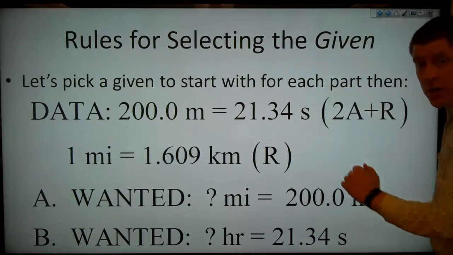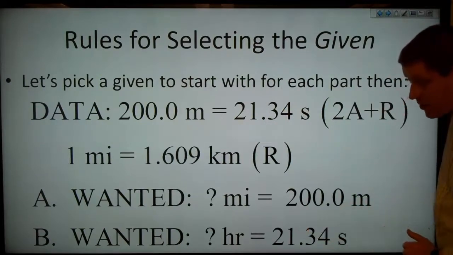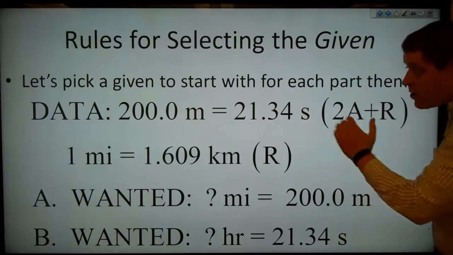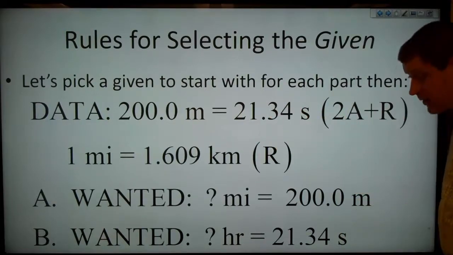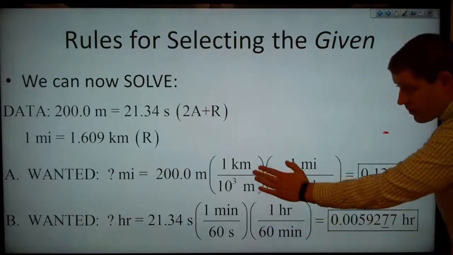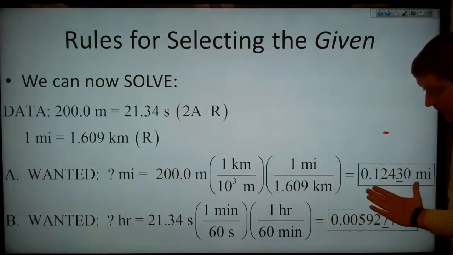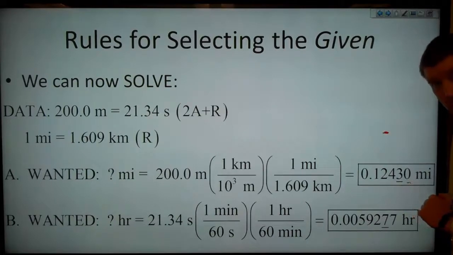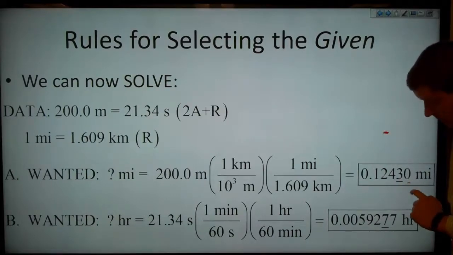Well, the distance unit there is meters, so let's use 200 meters. And for part B, we want hours, so let's use a time unit, 21.34 seconds. And now we can go ahead and solve. We have 200 meters. We can convert from meters to kilometers, kilometers to miles, and now we have 0.12430 miles. And note here that I've kept an extra digit past our last significant digit. Our last significant digit is written there with an underline.